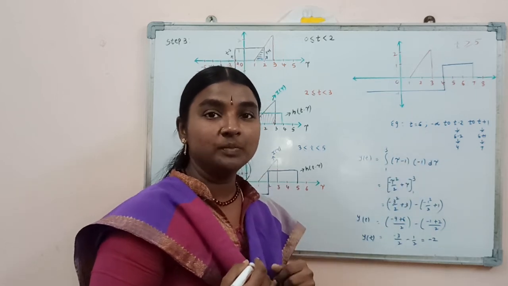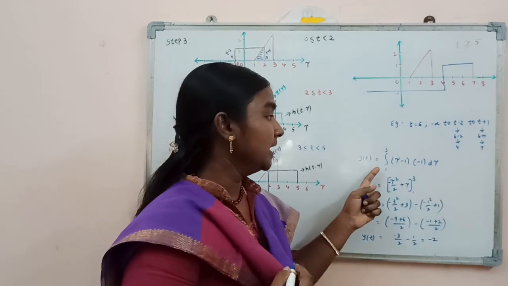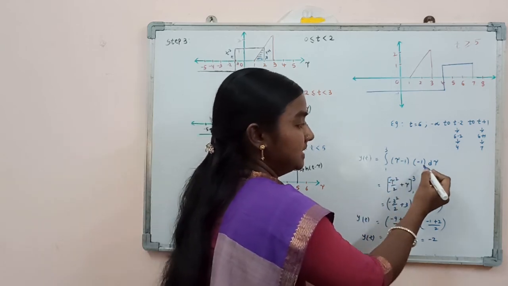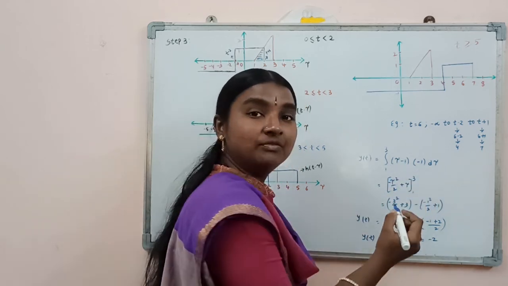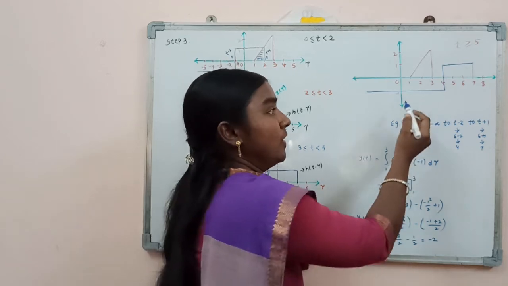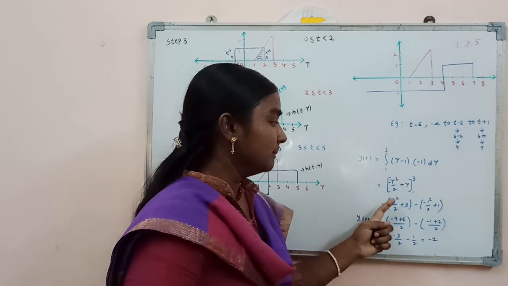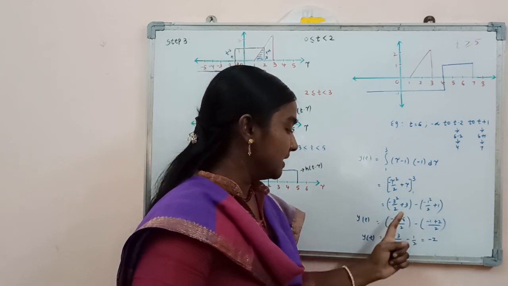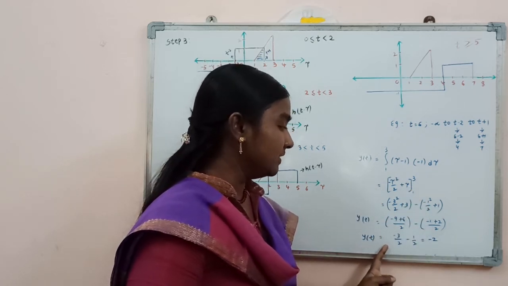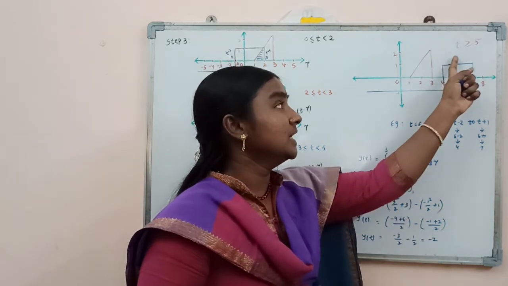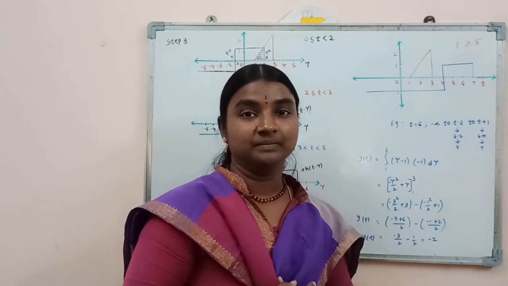Now to find the output signal y of t, this is the mathematical expression for x of tau and this is the amplitude of h of t minus tau. It is shown in this graph here, and after doing integration by substituting the integral limits, we may find the output signal y of t will be equal to minus 2 when t greater than or equal to 5.